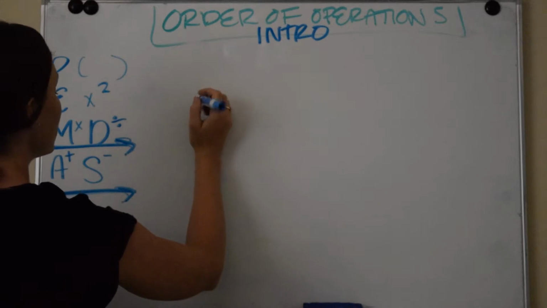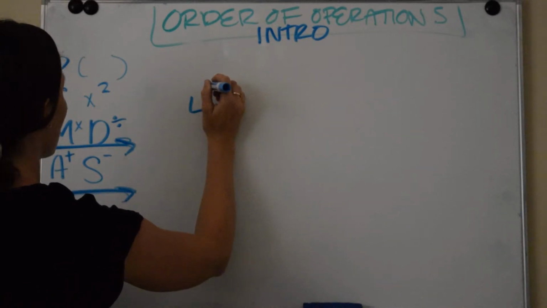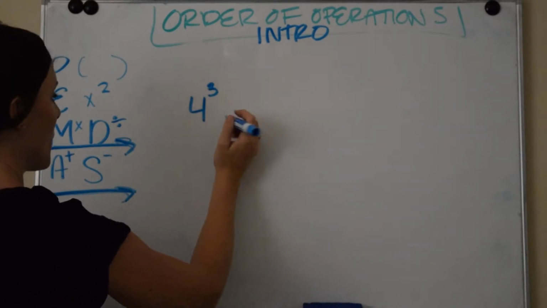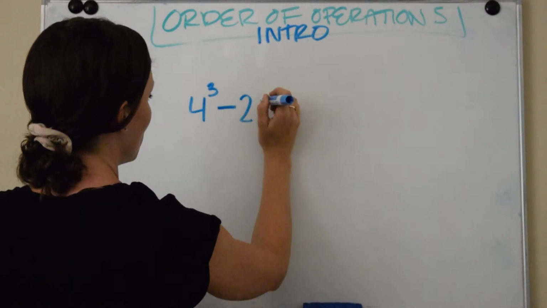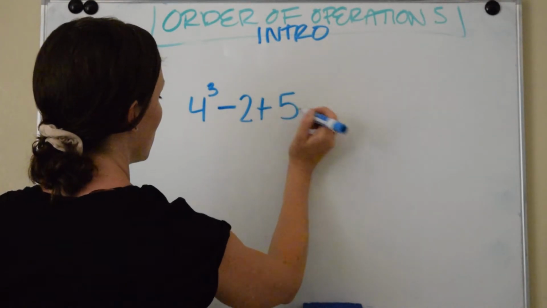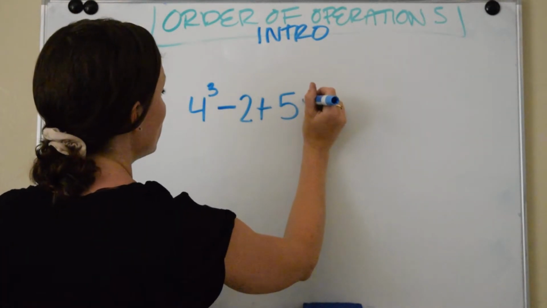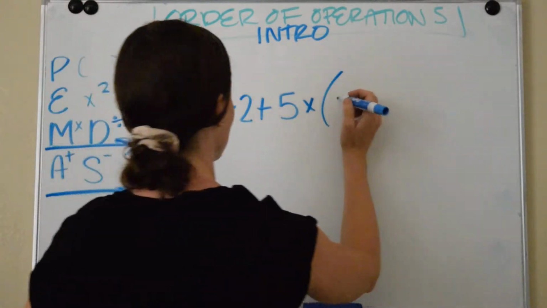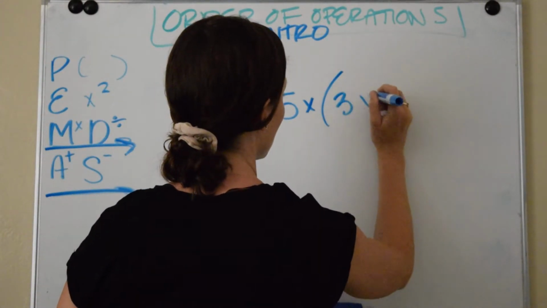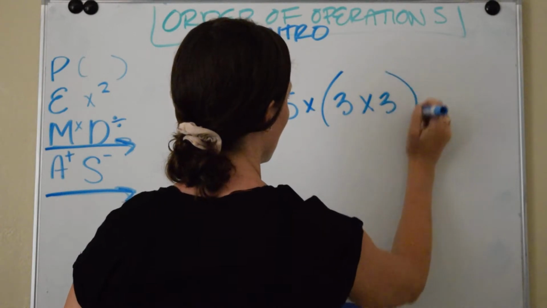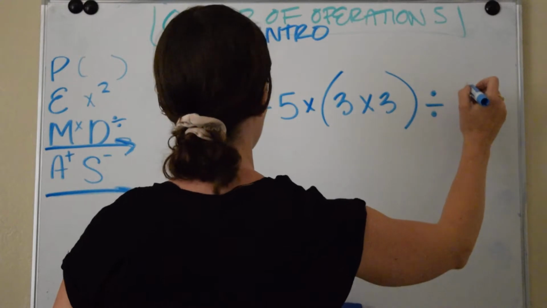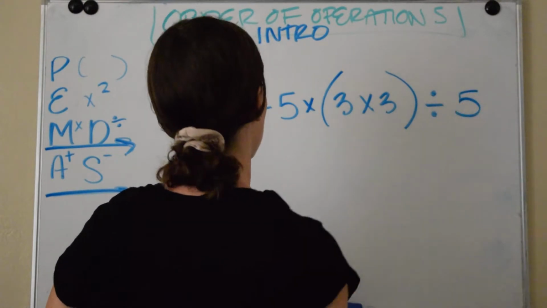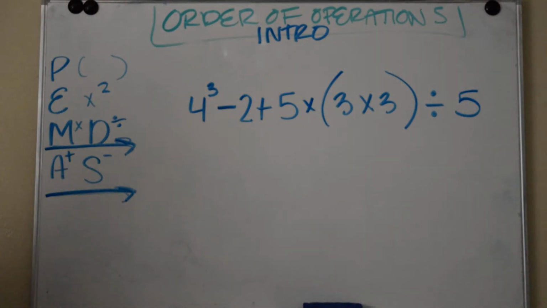Let's say I have 4 to the third power minus 2 plus 5 times 3 times 3. Okay, here we go. Holy moly. That looks like a lot, but I wanted to give you a good example.